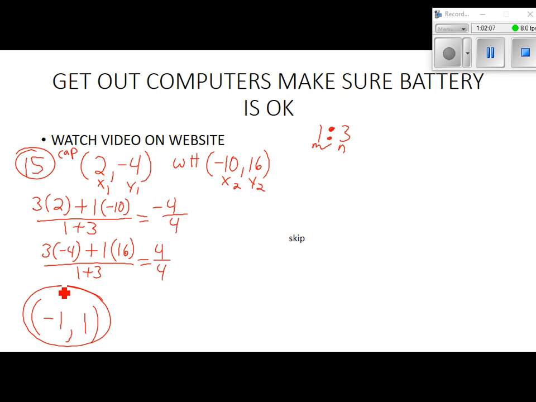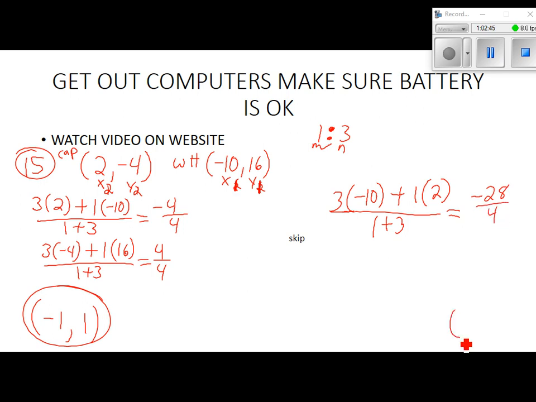If we go the other way, what's gonna change? They're just gonna switch. That's X2, that's Y2, that's X1, that's Y1, right? So when we switch these, what happens? For our X's, it's gonna be 3 times -10 plus 1 times 2 over 1 plus 3, which stays the same. What's on top now? -28. Negative, be careful. -28 divided by 4, what's that give us? -7.